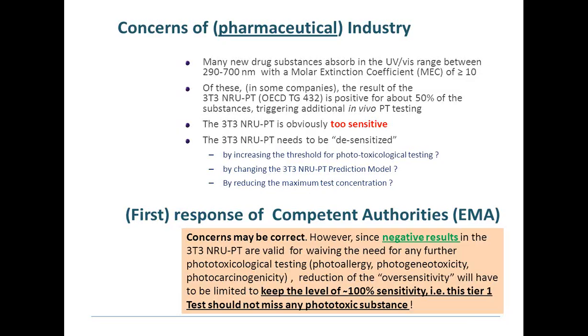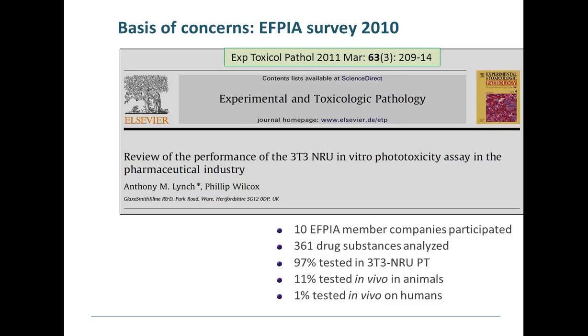So the first response of the competent authorities, the European Medicines Agency, EMA, was, your concerns may be correct. However, since negative results in the 3T3 are valid for waiving the need of any further phototoxicological testing, and that is complicated tests like photoallergy, that you only can test in vivo, photogenotoxicity, where we have totally oversensitive in vitro assays, and photocarcinogenicity, where we have several models that are very complicated and not very predictive, the reduction of the oversensitivity should be limited to still keep a level of 100% sensitivity, because only if you have no false negatives, then you can say you are done with the 3T3 assay if you get a negative result. That is a very important point.